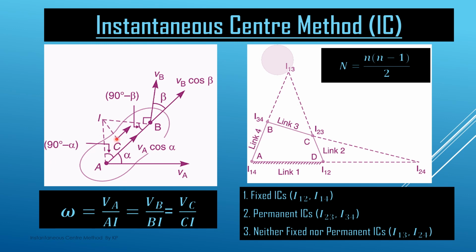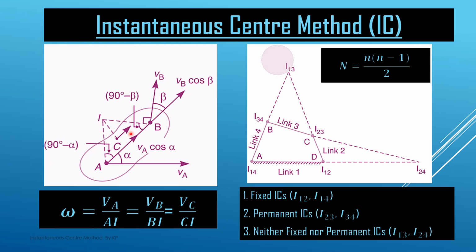If we have some other point C on the link, what we do is join this point C with the instantaneous center, and we draw a vector perpendicular to this IC line, which represents the velocity of point C also. So this way we can handle any other point on the same link.